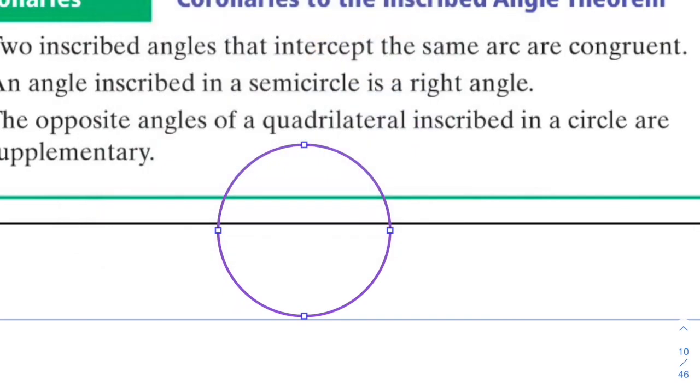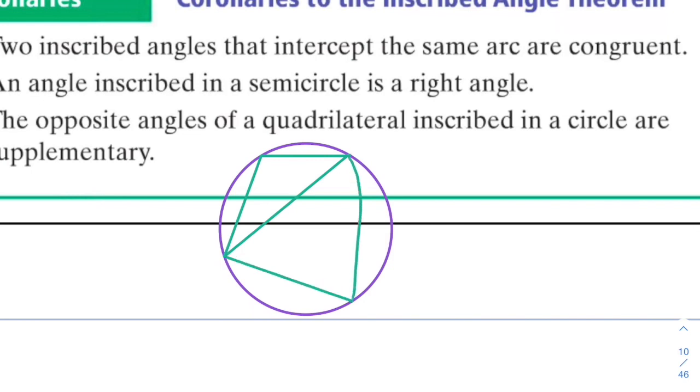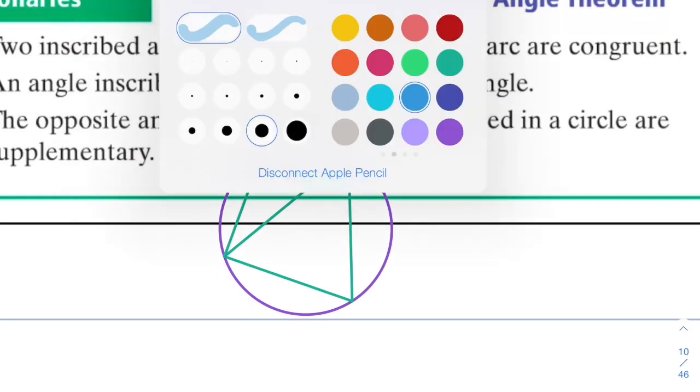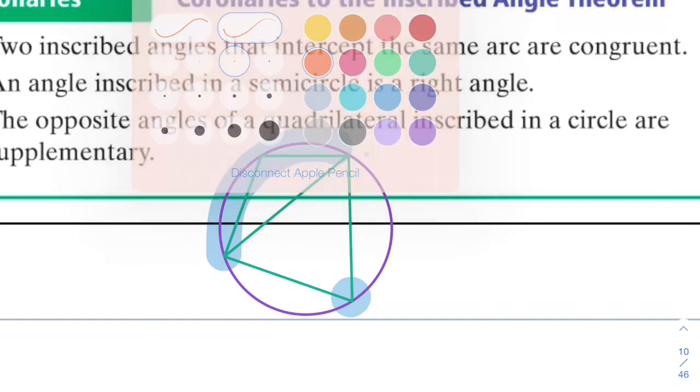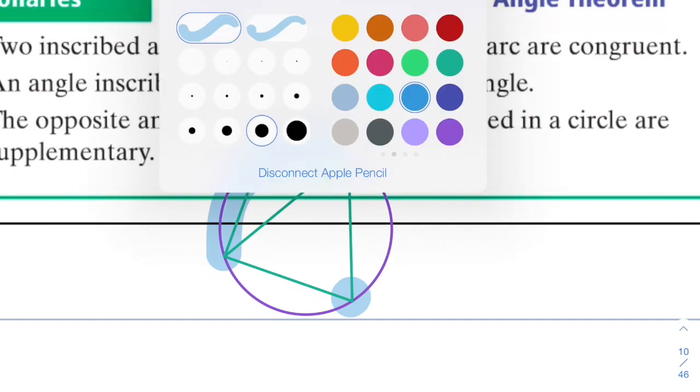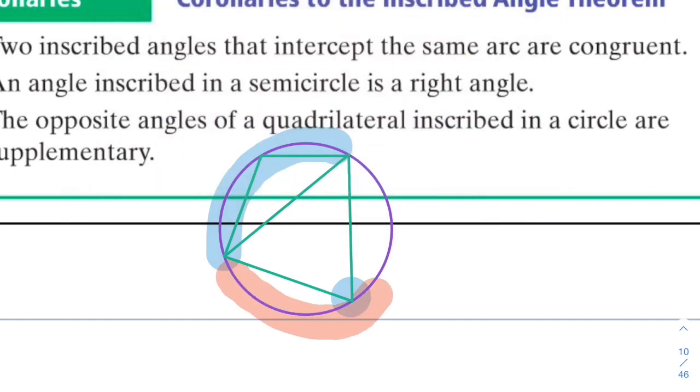Think about if I split this apart. Let's say I were to split it like this. It's not a diameter. What I know is that this angle inscribed here and this angle inscribed here would work off of the opposite arcs. So think about this. This arc here is correlated to this angle, so it's half of it. And then this arc here, whoops, I meant to highlight. This arc here is correlated to this angle.